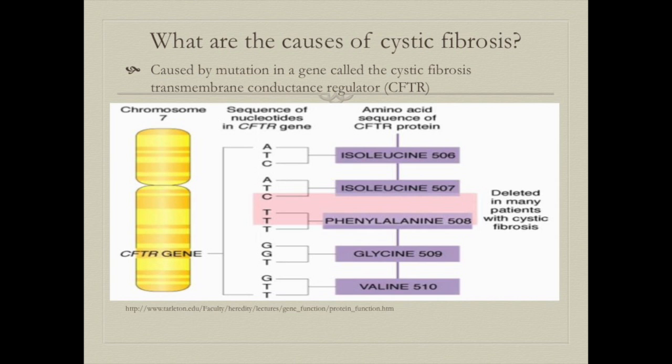What are the causes of cystic fibrosis? Cystic fibrosis, or CF, is caused by a mutation in a gene called the cystic fibrosis transmembrane conductance regulator, or CFTR for short. This gene is found on chromosome 7, and as we can see from the picture shown, in patients with CF, the nucleotides CTT in the second and third codon that translate to amino acids isoleucine 507 and phenylalanine 508 are deleted.